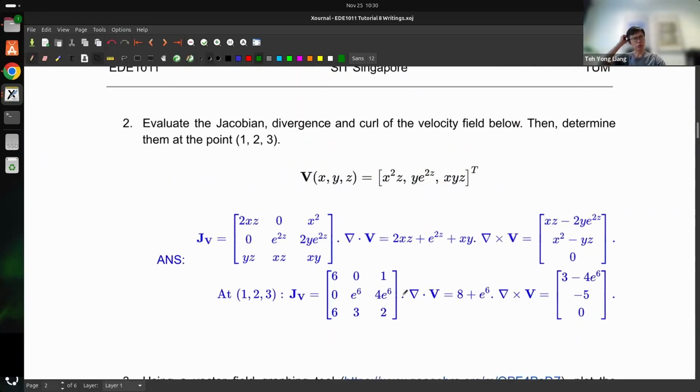Then question 2. This one is just a 3-dimensional vector field. You're supposed to compute the divergence, Jacobian, and the curl, and then evaluate them at the point (1, 2, 3). Just differentiate, then take the divergence and compute the curl. Then you just substitute x equals 1, y equals 2, z equals 3, and you get the values. No need to go through this, it's mechanical, so I think you can do it yourself.